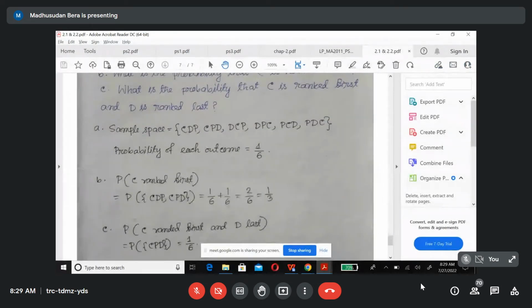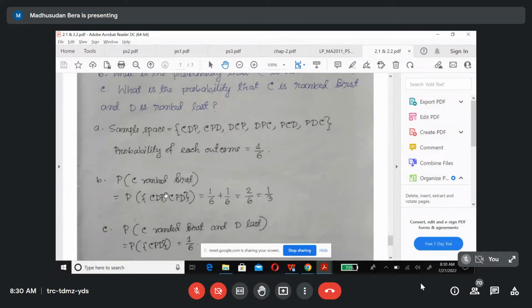So the probability of each outcome is 1 by 6, because the same cola was given in each of the glasses. That's why each of the simple events is equally likely. Since they are equally likely, we can assign the same probability to each. So there are a total of 6 outcomes with the same probability. That means each of them will be 1 by 6. Is it clear why it is 1 by 6?